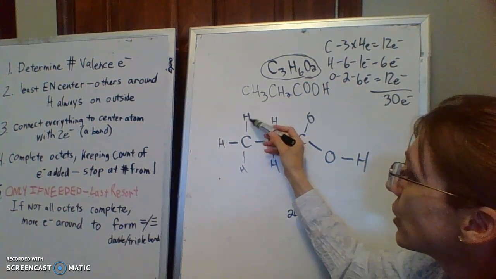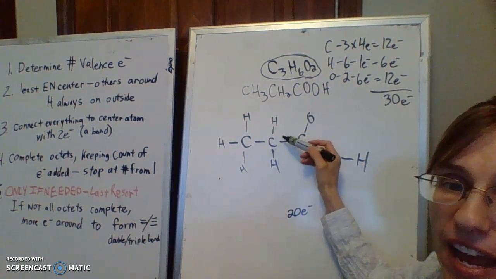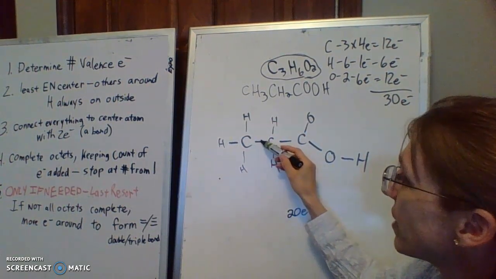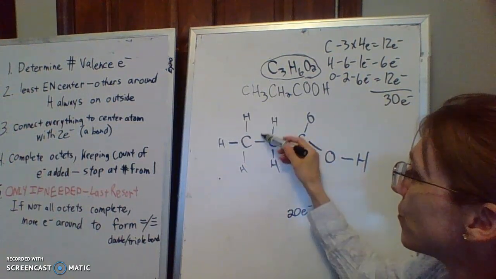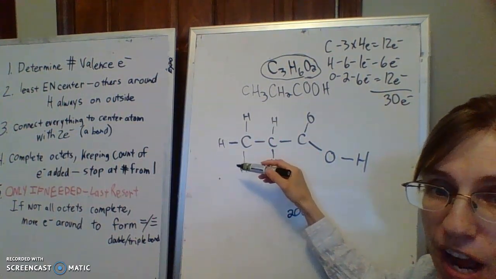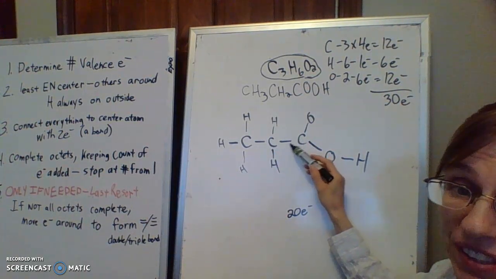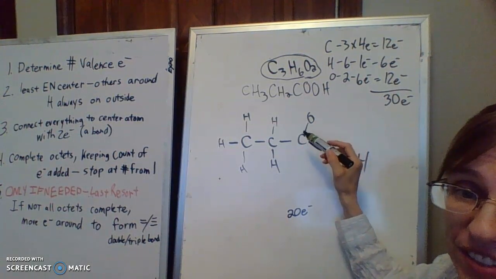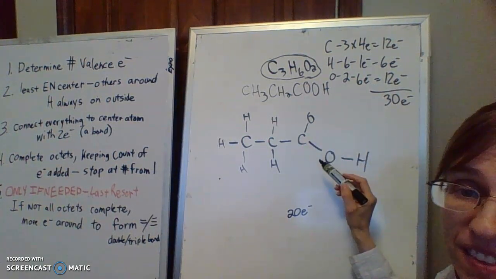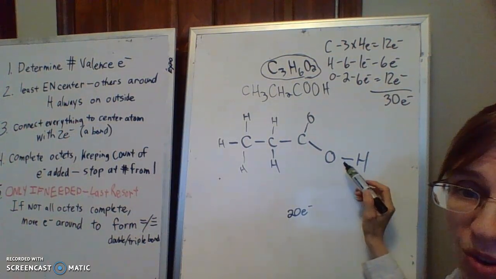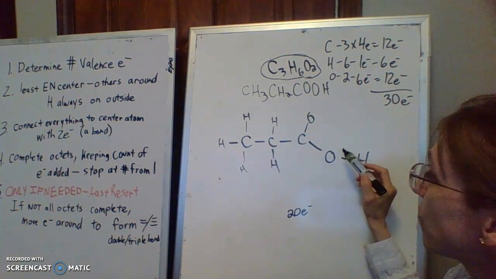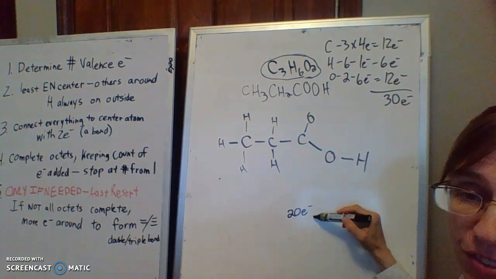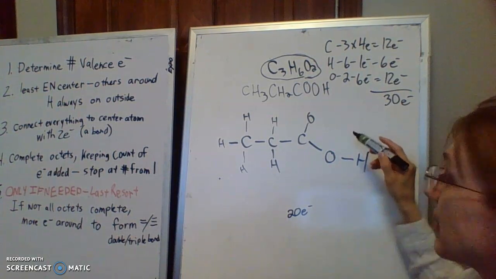So let's look at where we need to focus to get this guy happy. Okay, the H's are all happy just by connecting them. This carbon, 2, 4, 6, 8. This carbon, 2, 4, 6, 8. Those are both carbons that are happy. This carbon only has 6. 1, 2, 3, 4, 5, 6. So we need to focus in on that one. The oxygen only has 2, so that needs help. And the oxygen over here has 4, so it needs help as well. So we're going to focus on this part of the molecule and add the electrons from 20 up to 30. Okay, so let's go ahead and do that.